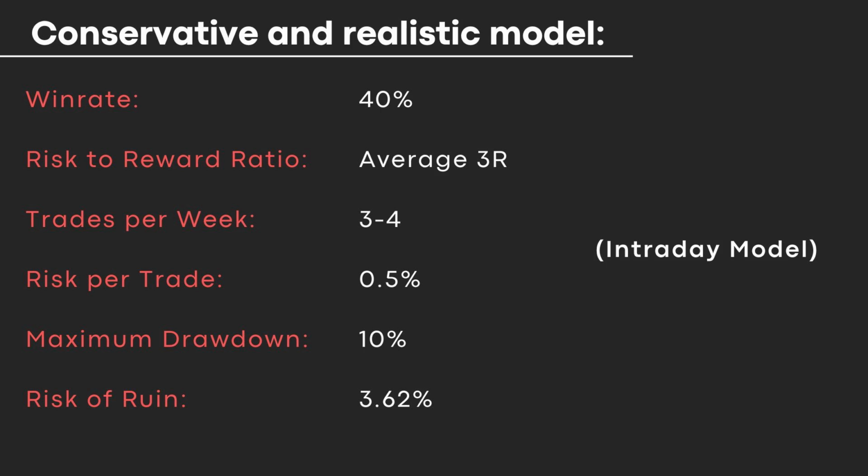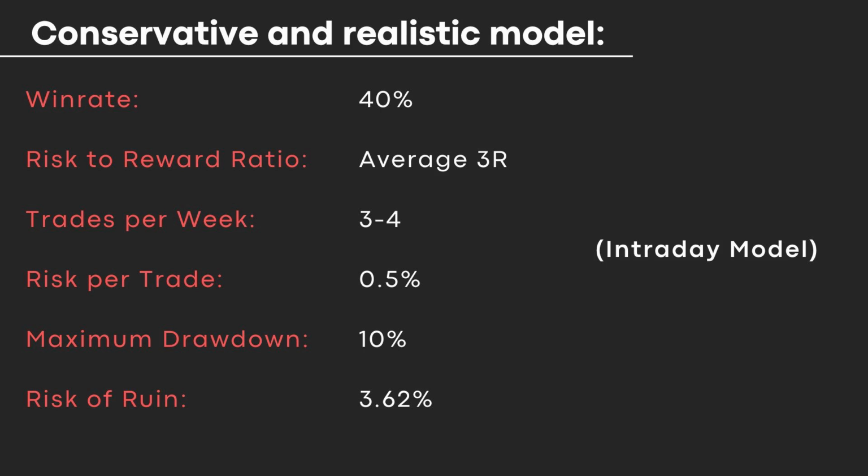And next up, we've got the important metric, which is the risk per trade, right? And for this model, the risk per trade would be 0.5%, right? And as we are discussing this for mostly prop firms, the maximum drawdown limit is going to be 10%, right?